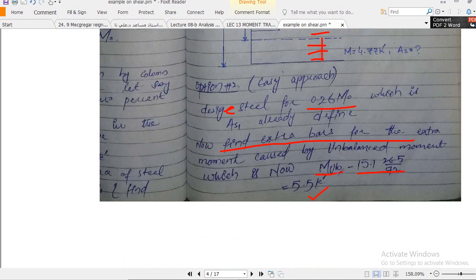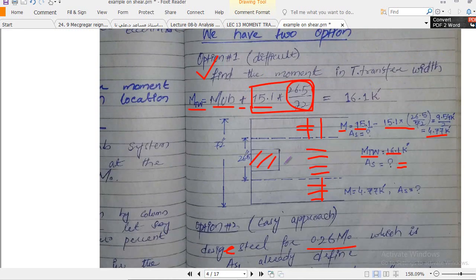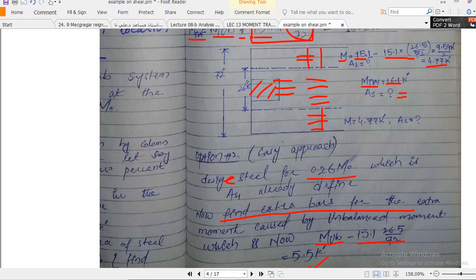But if it doesn't give us 0, and like in this case it gives 5.5, so 5.5 is the extra moment now at this phase, and we have to provide additional steel reinforcement. We need to find out the reinforcement for that 5.5 kip-foot moment, and we have to provide those reinforcement right here. Remember, this reinforcement will be provided in addition to the reinforcement which is basically calculated right here, right?